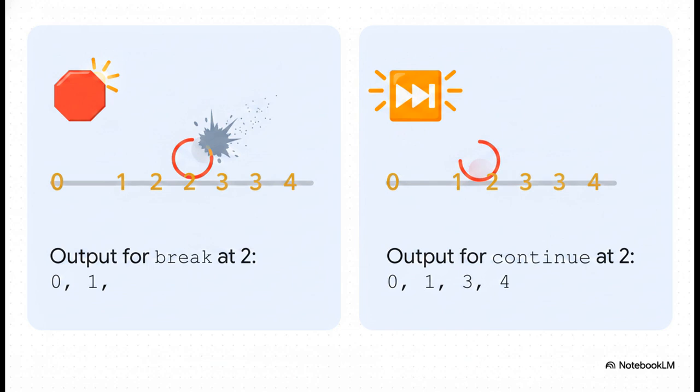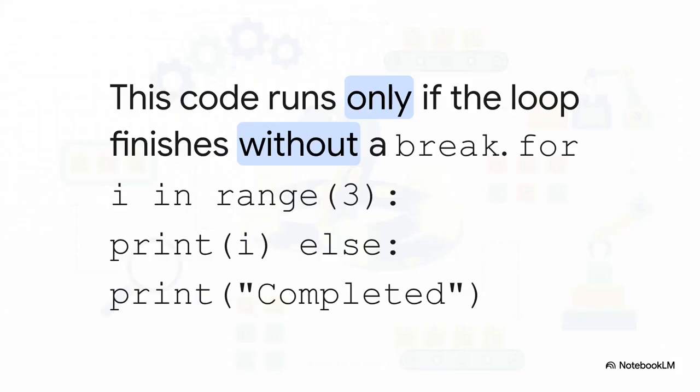It just stops the current run-through and jumps right back to the top to grab the very next item. Now here's a neat little feature that not a lot of beginners know about, the else clause on a for loop. This little block of code here will only run if the loop finishes its entire job naturally without ever hitting a break. You can think of it as a success block. It tells you, yep, we went through everything on the list.